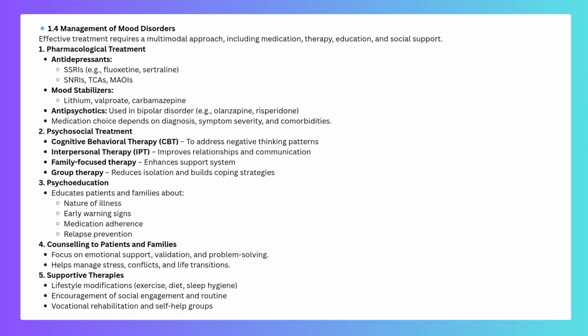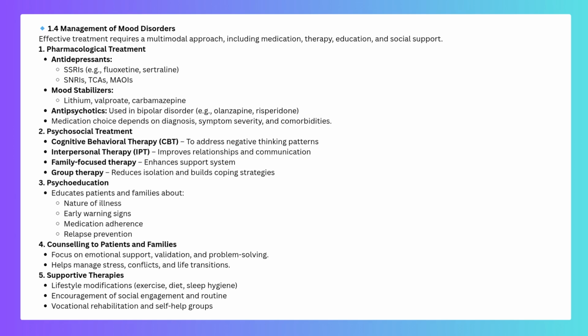1. Pharmacological treatment. Antidepressants: SSRIs, e.g., fluoxetine, sertraline; SNRIs, TCAs, MAOIs. Mood stabilizers: lithium, valproate, carbamazepine. Antipsychotics, used in bipolar disorder, e.g., olanzapine, risperidone. Medication choice depends on diagnosis, symptom severity, and comorbidities.